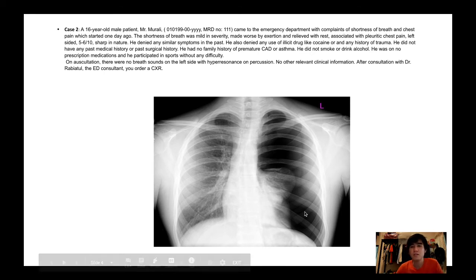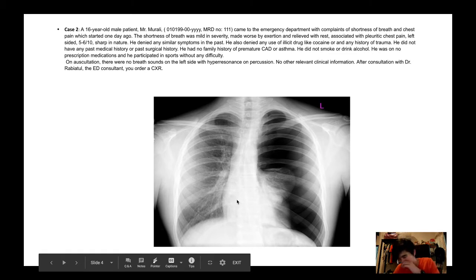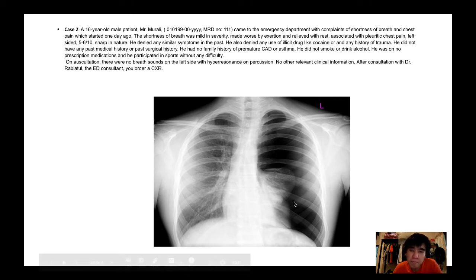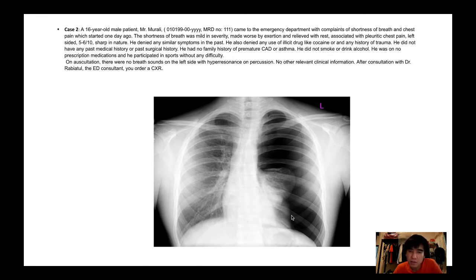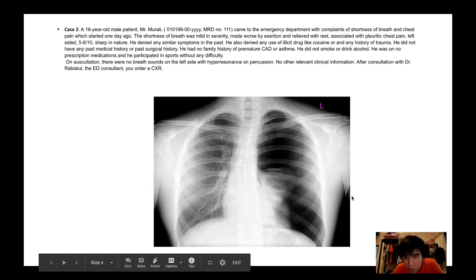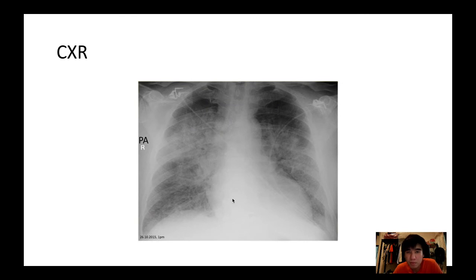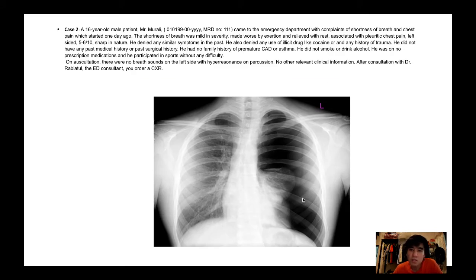C is the cardiac. The heart looks normal. No mediastinal widening. D is the diaphragm. I can see the costophrenic angle, however on the left side it is not fully visualized. E is everything else. No fractures, no soft tissue abnormalities. No foreign bodies. So my impression is a pneumothorax. Not sure if it's tension or not.